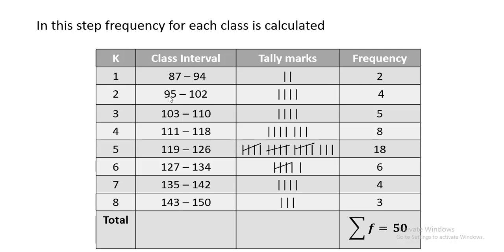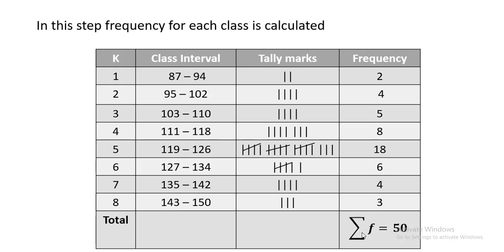The set of values that lies between 95 and 102 is 4. Then the set of values that lies between 103 and 110, okay, these 2 values are included, 103, 110, 95, 102. So the values that lie from 103 till 110, the frequency I got is 5. Now from 111 to 118, the frequency is 8, and so on. I have calculated all the frequency for my classes.